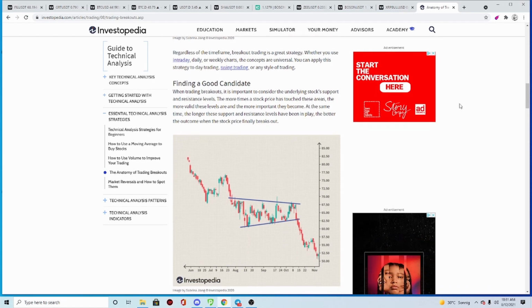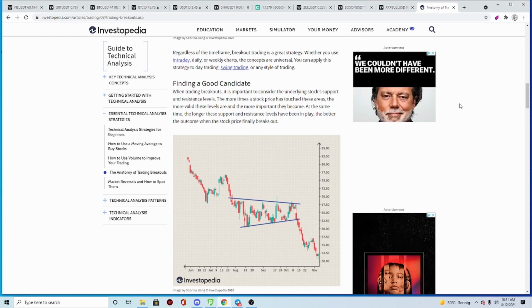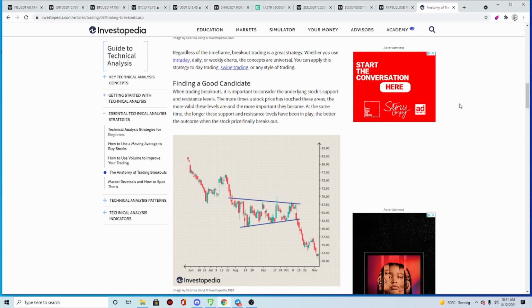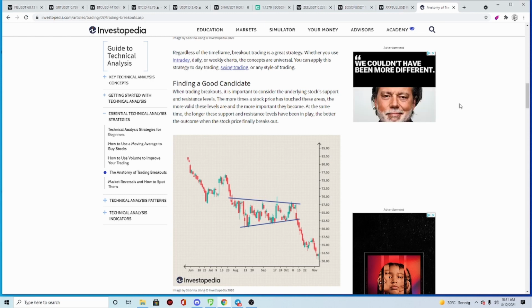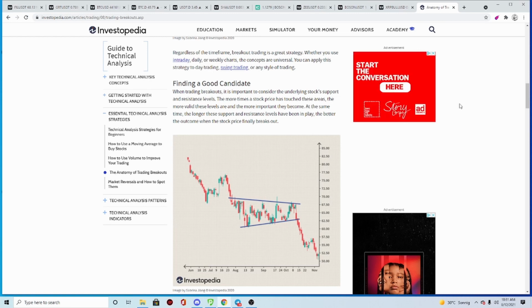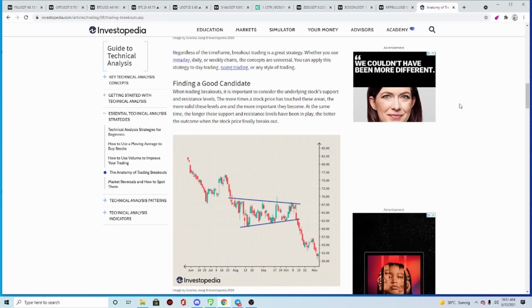Now, when trading breakouts, it's important to consider the underlying asset's support and resistance levels, which is very, very key. The more times an asset price has touched these areas, the more valid these levels are, and the more important they become. At the same time, the longer these support and resistance levels have been in play, the better the outcome when the asset price finally breaks out.